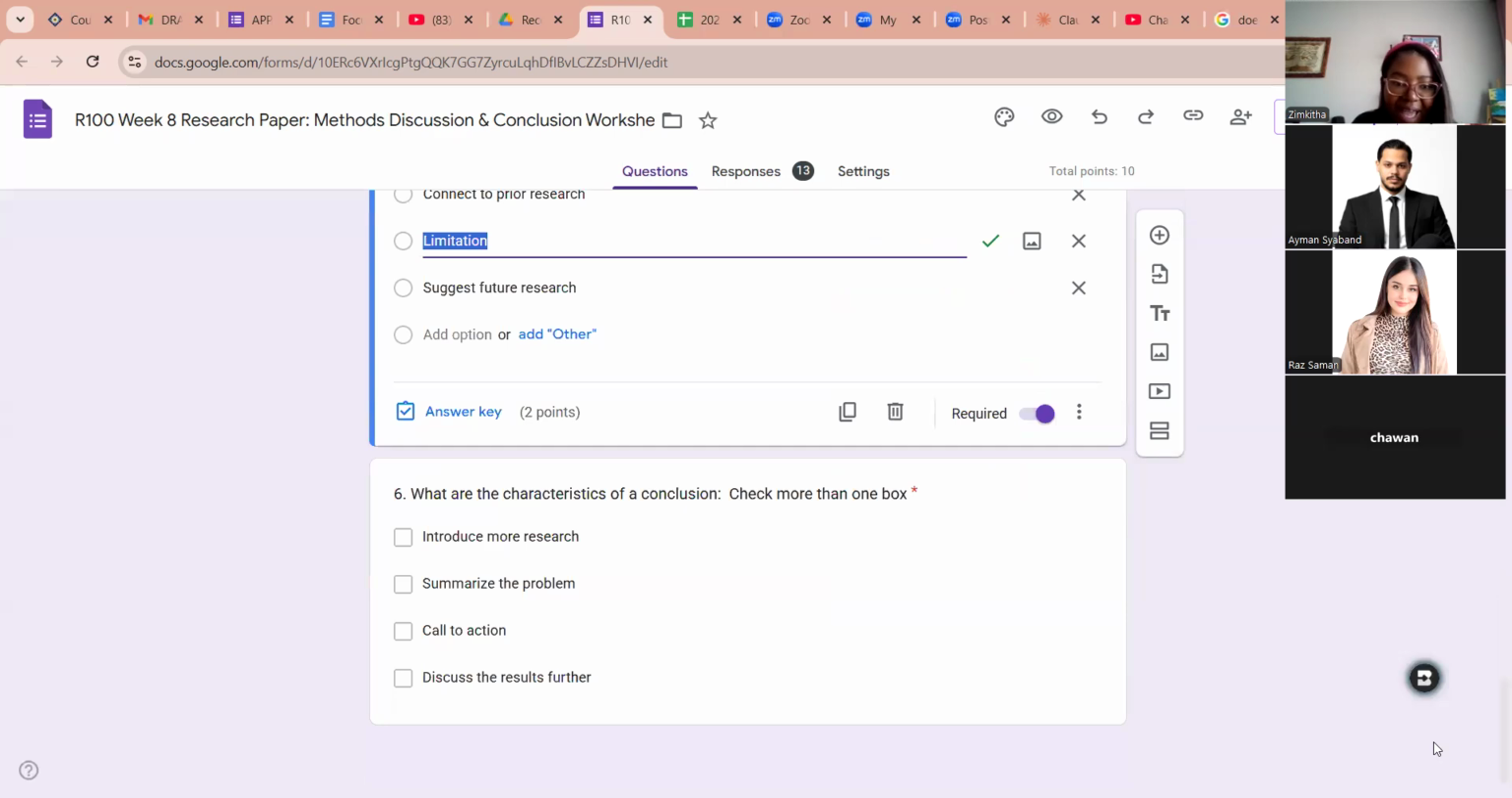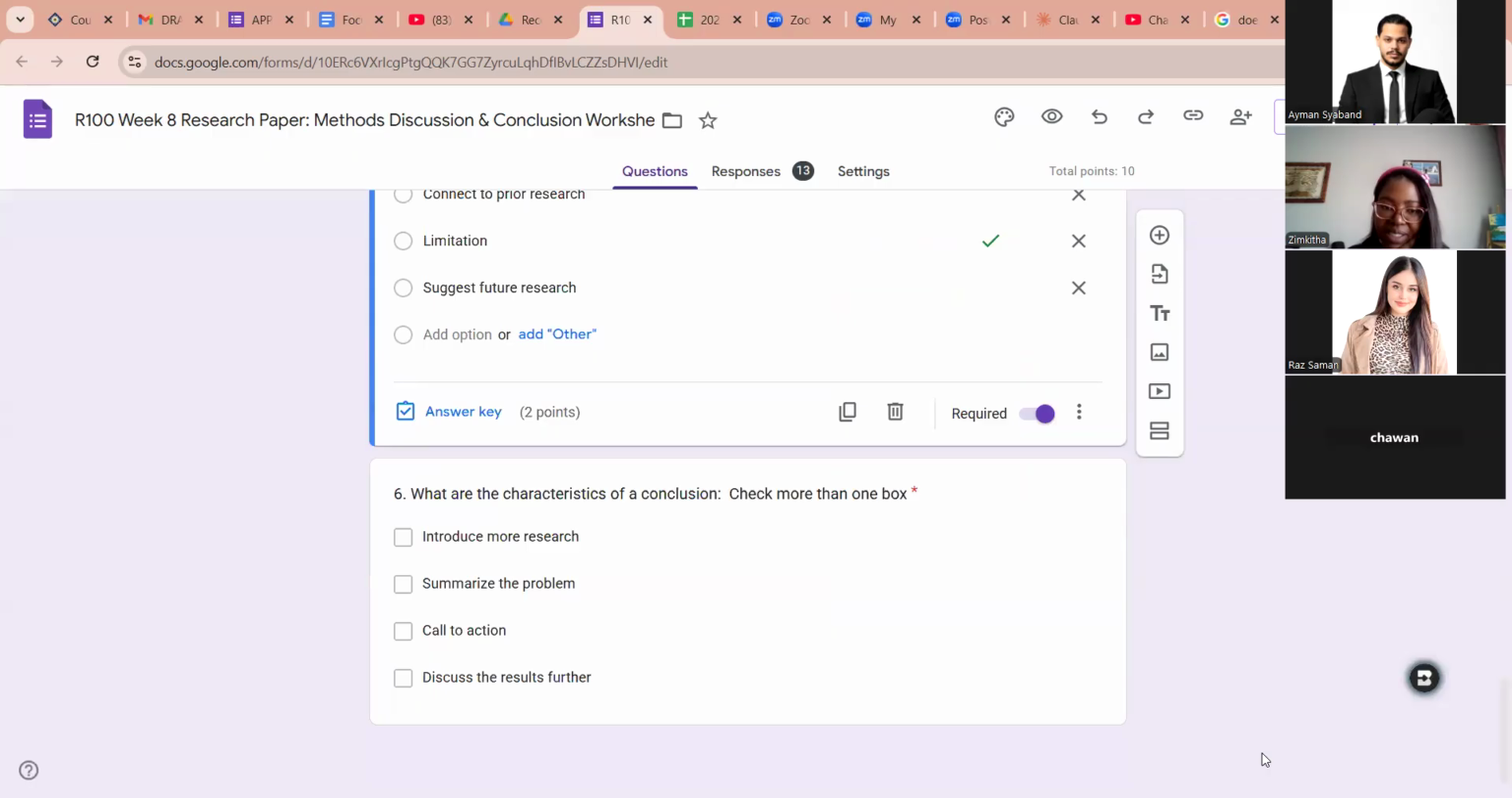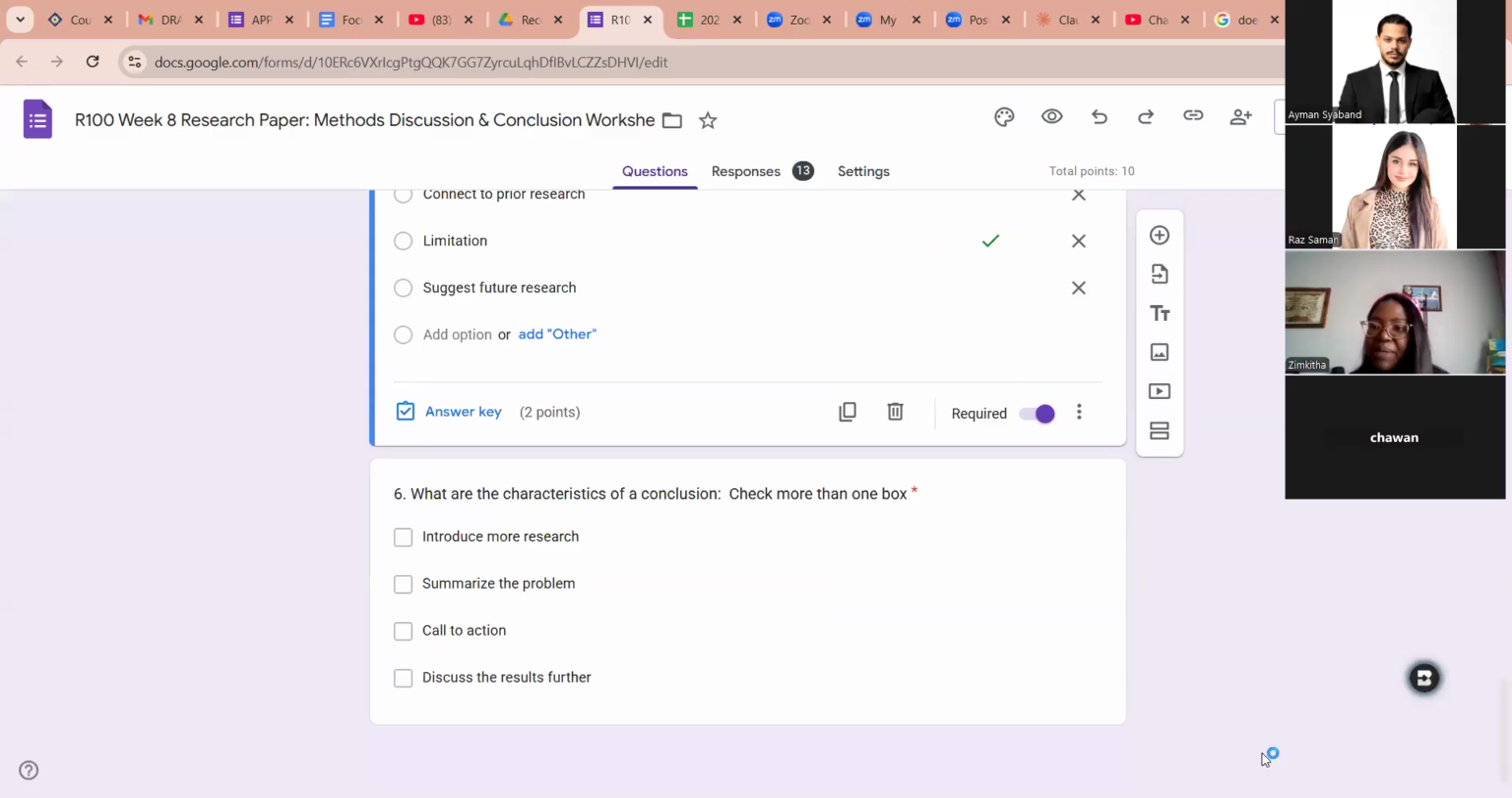And then the last one: what are the characteristics of a conclusion? Check more than one box. What would we see in a conclusion? It calls for actions. It's one of them. We didn't mention that it introduces more research, so we cannot say that. Discussing the results further is not actually part of it. And summarize the problem. These two answers. There you go. Correct.